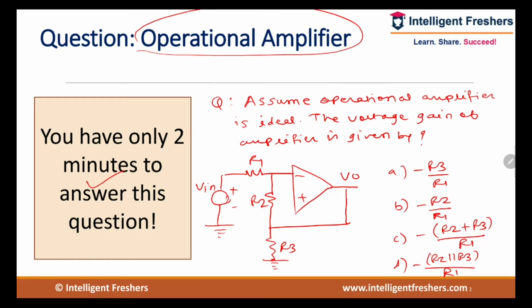Question is: assume the operational amplifier is ideal. The voltage gain of the amplifier, that is V0 upon Vin, is given by... The operational amplifier circuit is given. This is connected to ground. 4 options are given. One of the options is correct. You have just 2 minutes to answer this question.